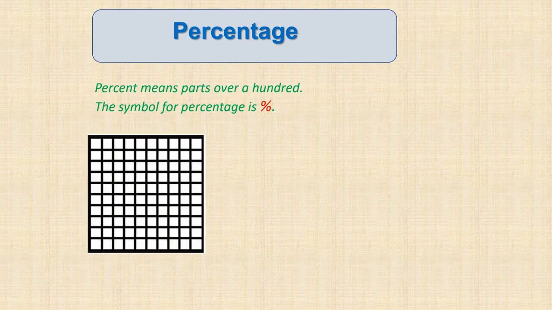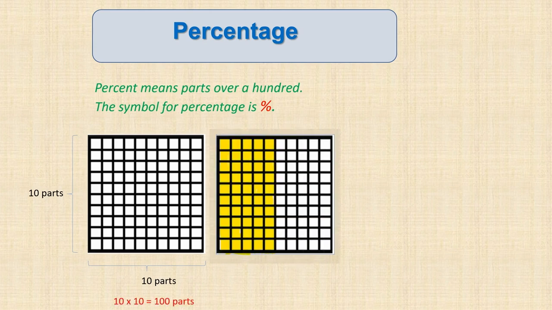So let's take this 100 square grid. You've got 10 parts on this side and 10 parts on the other side, so a total of 100 parts for this square grid. Now, if we shade half of this 100 square grid, so you've shaded 50 out of 100, and that is your percentage, 50%. So for percentage, the denominator has got to be 100.